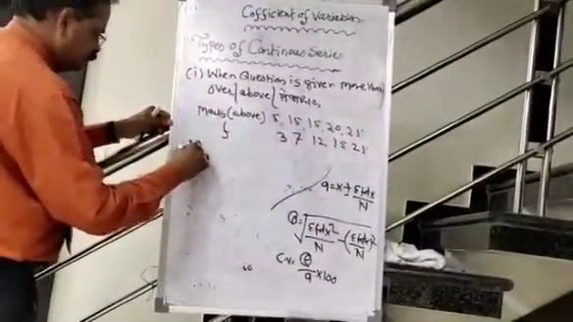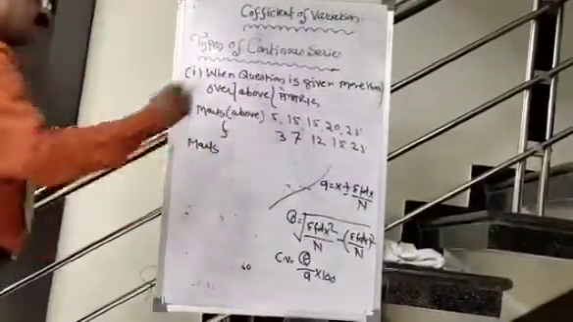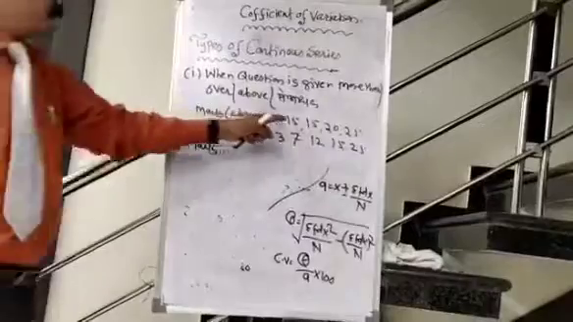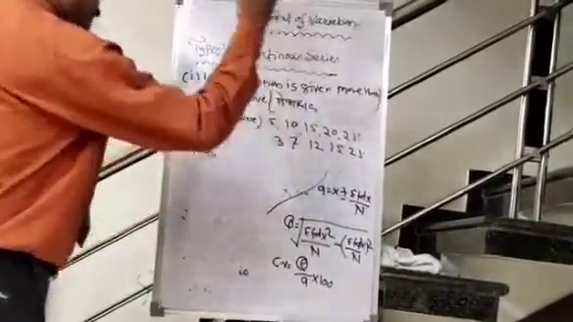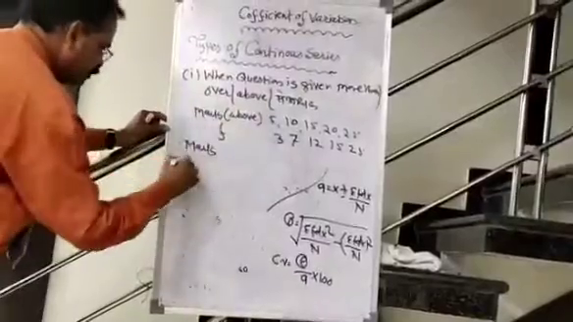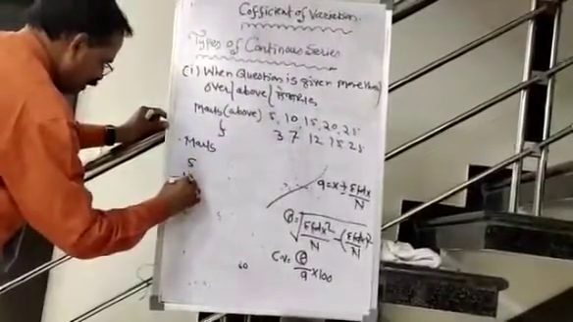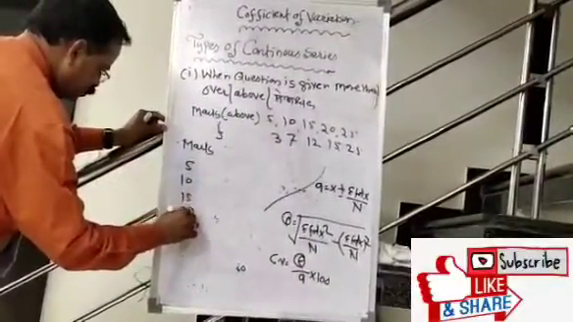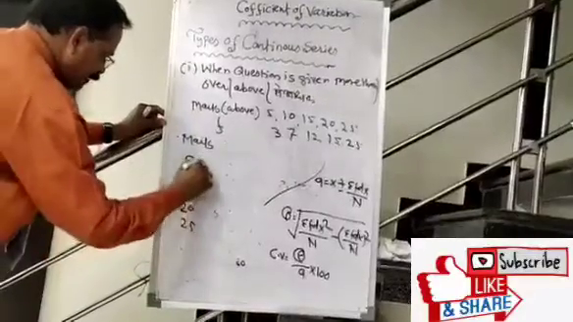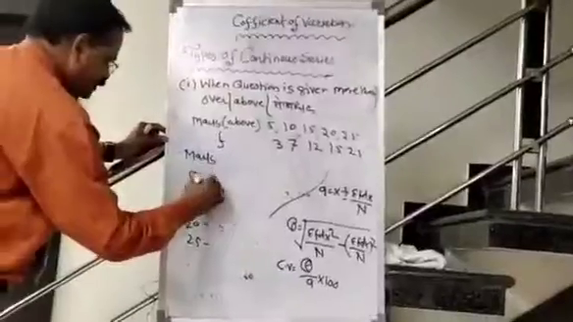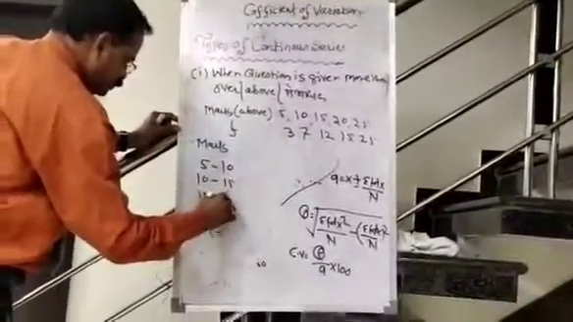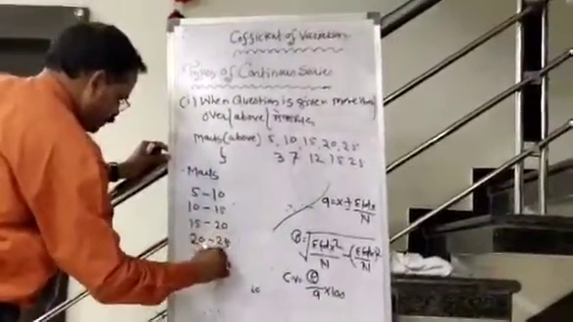In this condition, we will see what is the difference between items, and here the difference is 5. So which item is given? That will be L1: 5, 10, 15, 20, 25. And if we add the difference, 5 plus 5 is 10, 15, 20, 25, 30.